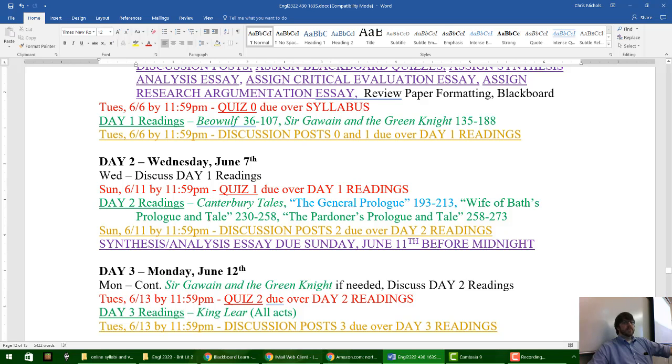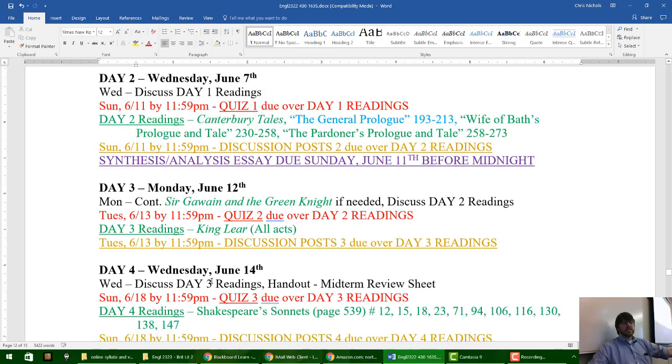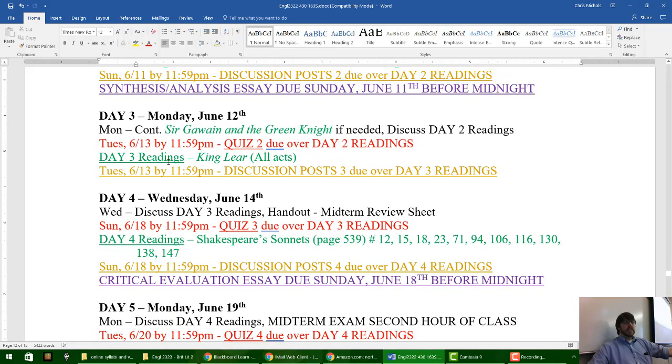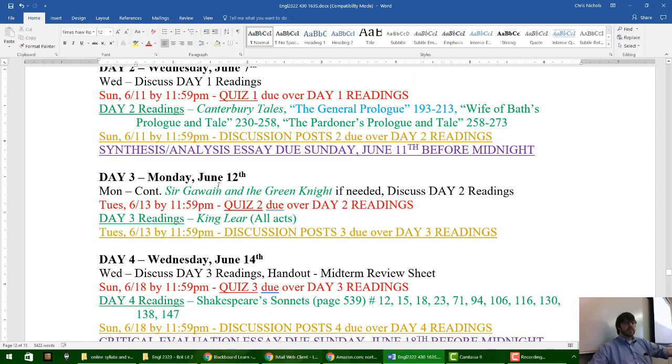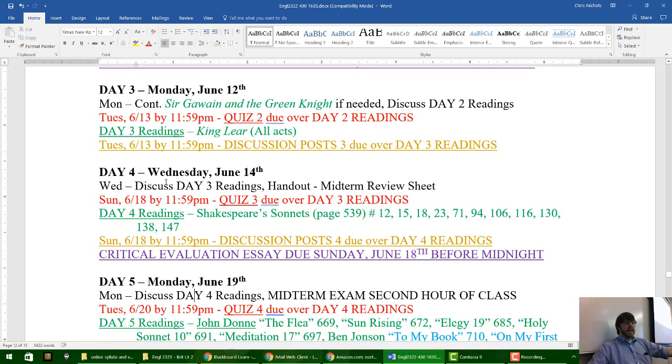You'll leave, go do the quiz, read Canterbury Tales over the weekend, discuss Canterbury Tales, do the essay before midnight. Then we have day 3, and it goes on like that through all 10 of the classes. With King Lear, that starts on, let's see, we continue Sir Gawain and the Green Knight if we have to, and discuss Canterbury Tales next Monday. Wednesday after that, we'll discuss King Lear, which is the day 3 readings.